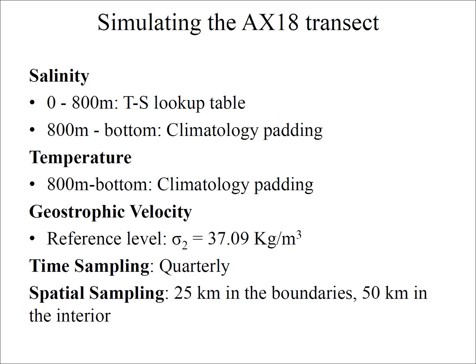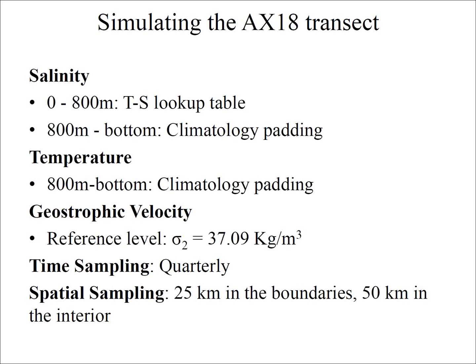And for geostrophic velocities, we generally use a reference level at sigma 2 at 2,000 meters, at 37.09. This is generally what has been used in observations, and I believe this comes from Ganachaud and Wunsch's paper, 2001.